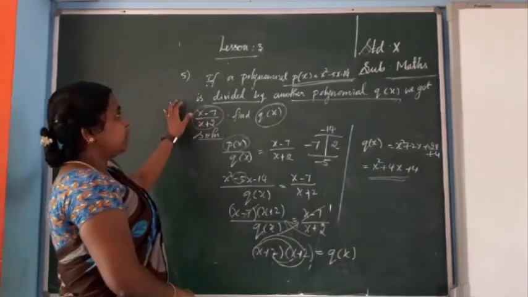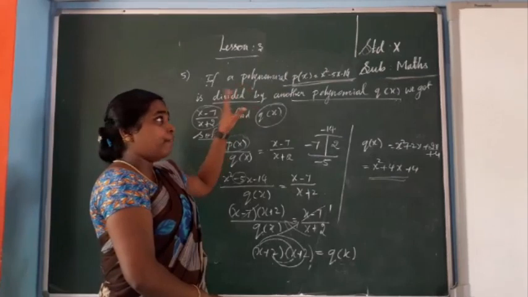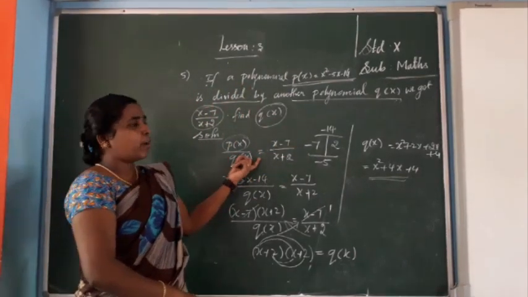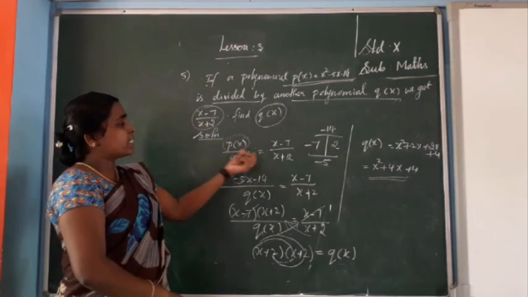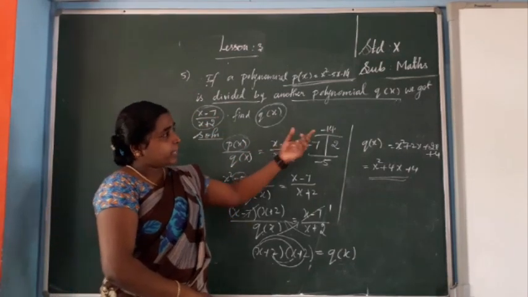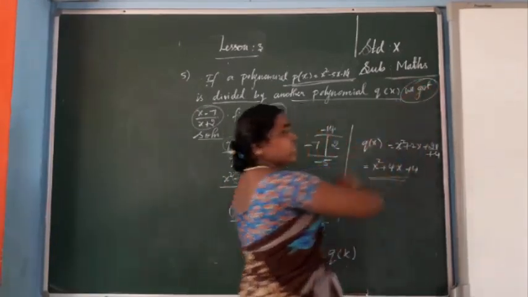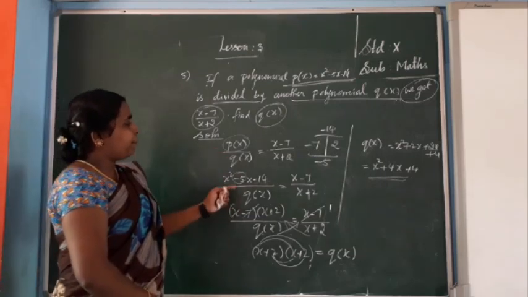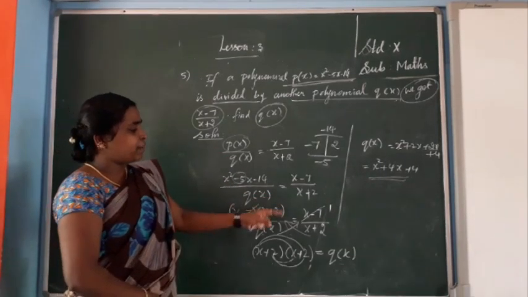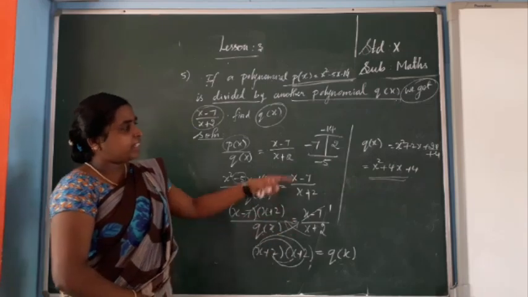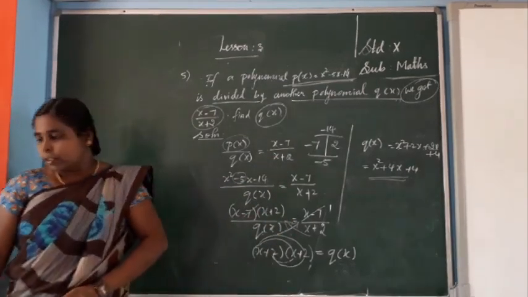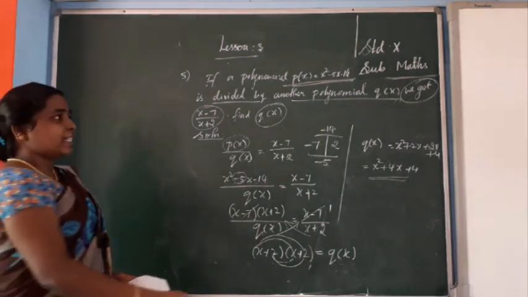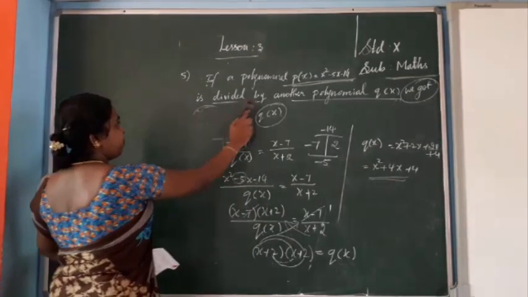So once again, when p of x is divided by another polynomial q of x, that is given as x minus 7 by x plus 2. Then you write the p of x value, then factorize, simplify, then cross multiply, and we will get the q of x value. Okay, exercise 3.5 we have completed. This is the related multiplication and division, 3.5.